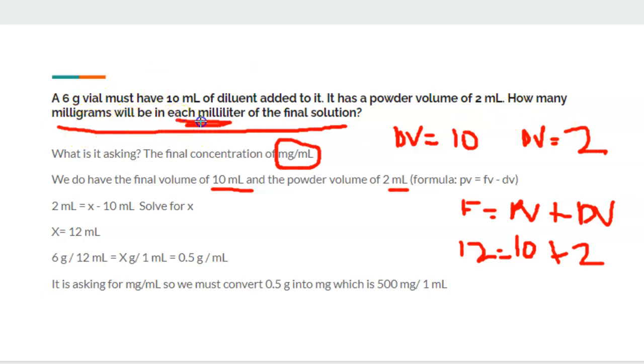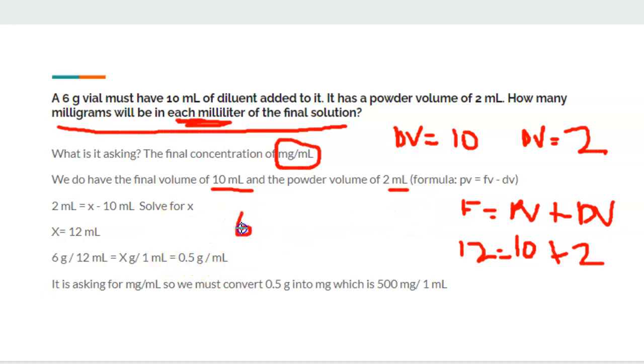So you'd ask for each milliliter. So now we've got to figure out how many grams are in each milliliter. Well, each milliliter, there's 0.5 grams per milliliter. Because if you set this up as a ratio proportion, you're going to do 6 grams over 12, set that equal to x grams over 1, and you do your math, you're going to get 0.5 grams.